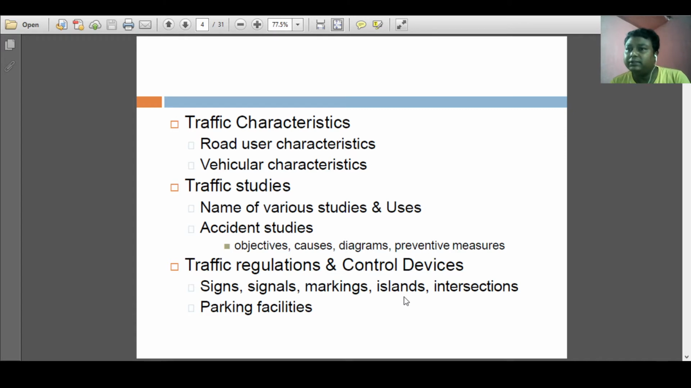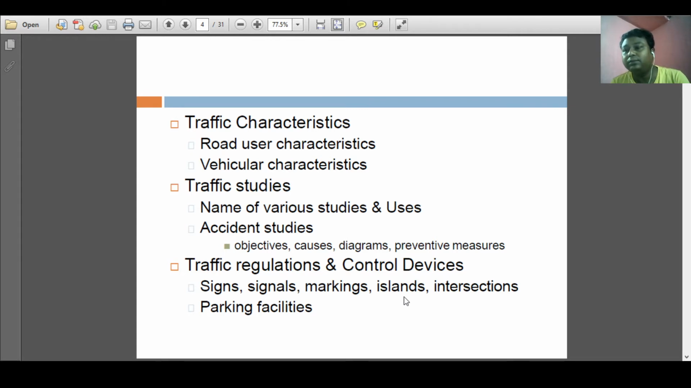Next we will discuss what traffic studies are needed. Basically, what are the various studies and their uses that come under traffic studies? When we discuss in the next classes, we will find that in traffic studies we have to estimate the traffic volume, the traffic capacity, the traffic signal system, then accidents, then various types of traffic surveys, then intersections. So there are lots of things that come under traffic studies. That is, the names of the various studies and their uses.